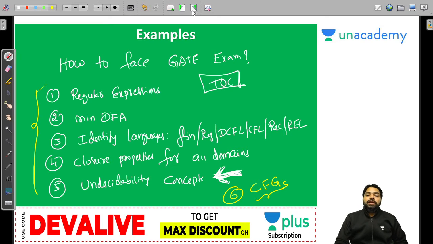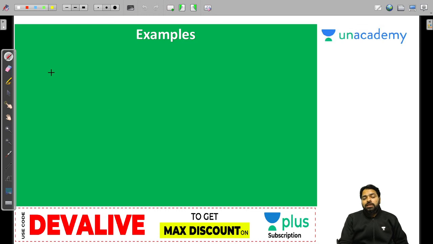And if you look at the weightage here, you can expect 8 or 9 marks in GATE based on the previous analysis. Sometimes 7, sometimes even more than 9 also. But this is the average I can predict in TOC. In TOC you can see 8 to 9 marks.